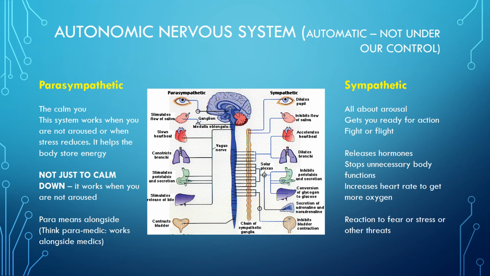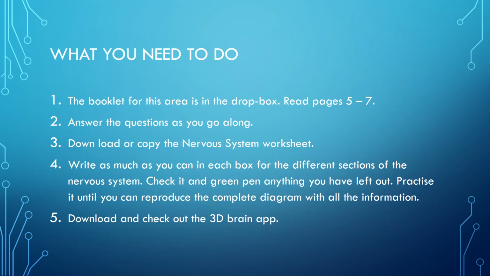The parasympathetic system does things like slows the heart rate, constricts the bronchi in the lungs, stimulates the release of bile so your digestion kicks in. It's all the things that you do when you're calm in order to store up energy, hence digestion being important. So that's your brief overview of the nervous system.